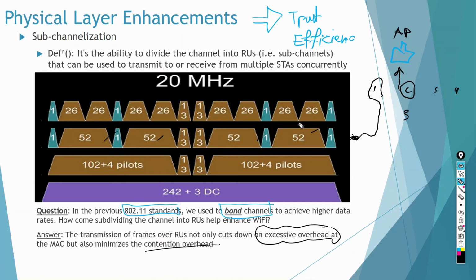So maybe I can use a 40 megahertz channel, and we said with a 20 megahertz channel I can support 9 concurrent users. If I use a 40 megahertz channel, then this number would be doubled, so 18 concurrent users can be served at the same time. So this would cut down the contention and the overhead at the MAC layer. And this is an extreme enhancement that 11AX introduces to enhance the efficiency.